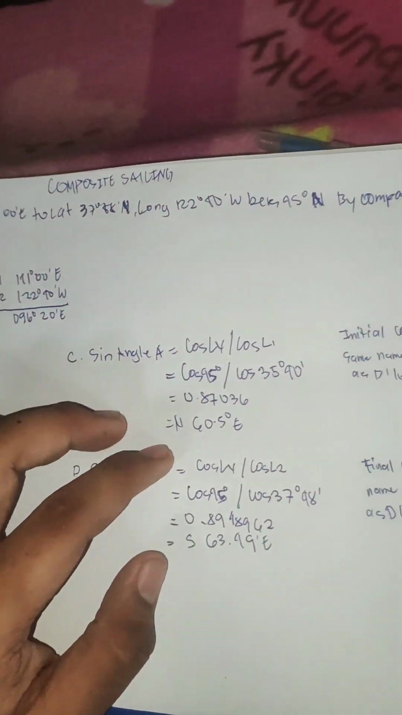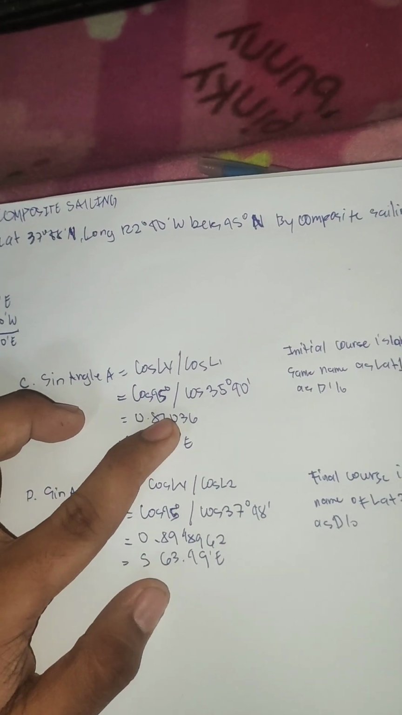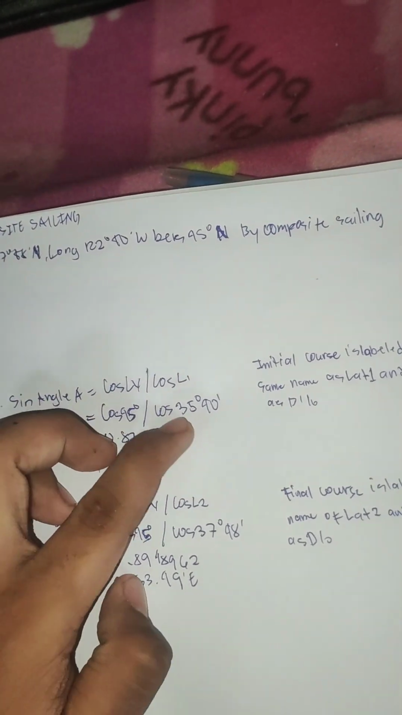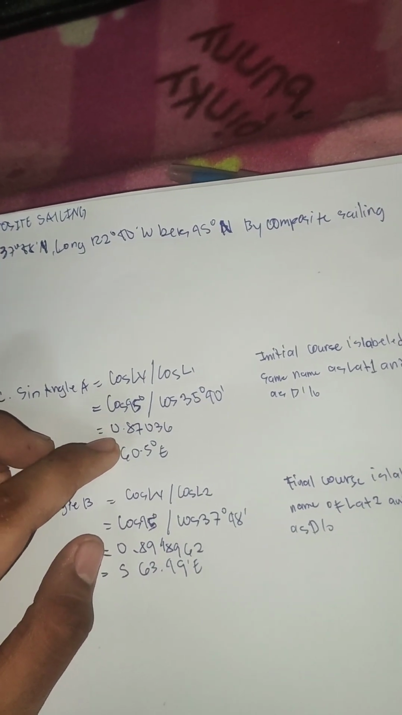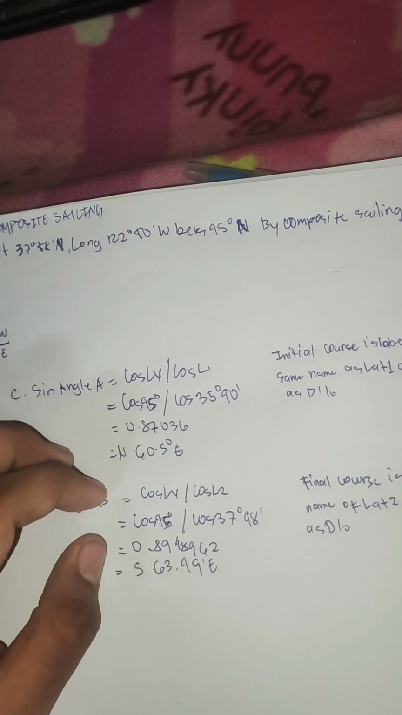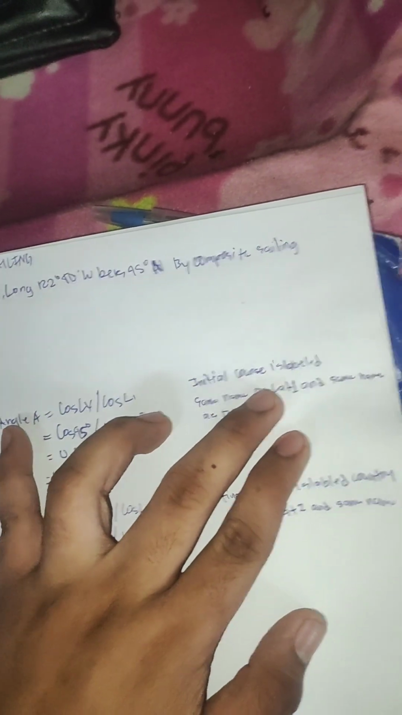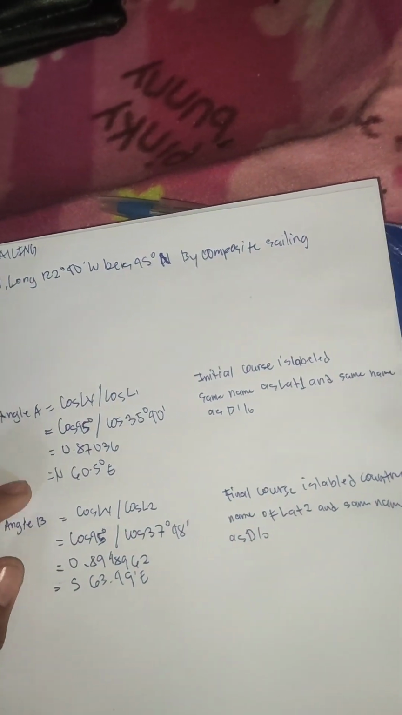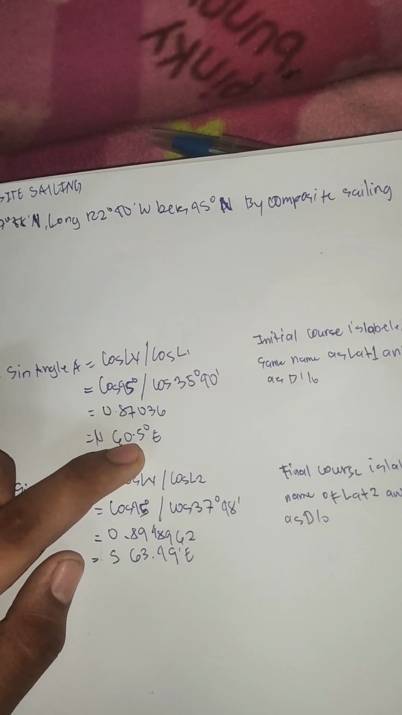Sine angle A, or the initial course. Sine of the initial course is equal to cos LV over cos L1, cos 45 degrees over cos 35 degrees 40 minutes, which is equal to 0.870036. Shift sine is equal to 60.5. The initial course is labeled the same name as lat 1 and the same name as D long, so our initial course is north 60.5 degrees east.